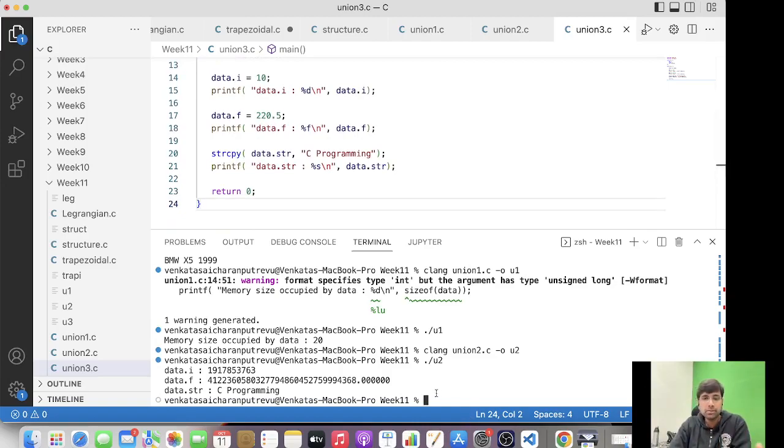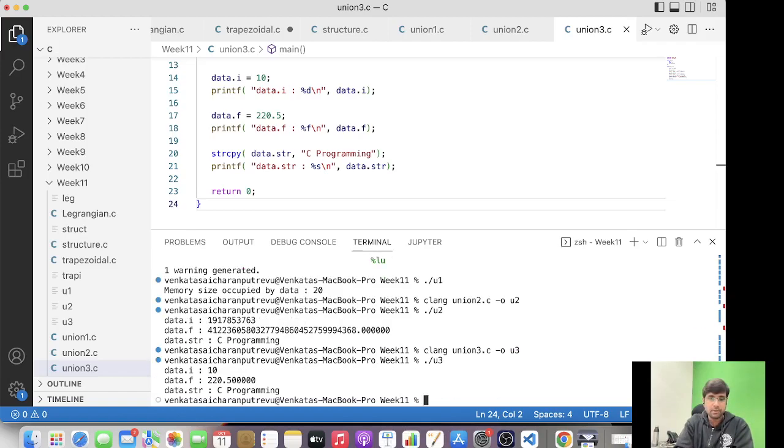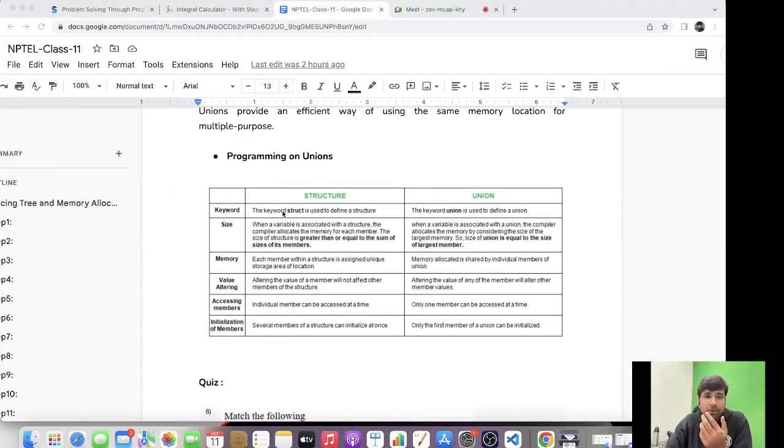So if you try to use the unions in this way, compile with gcc u3.c -o u3 and run ./u3, you can see all the values, because at a particular moment a union can hold only one value. So this is the subtle difference between structure and union. We use the struct keyword to define the structure and the union keyword to define the union. This is the key important thing.